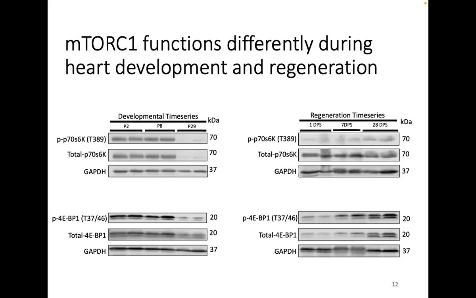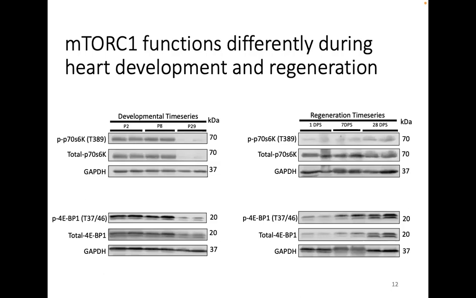So what we saw essentially is in both P70S6K and 4E-BP1, we saw high levels of phosphorylation at early developmental time points, specifically P2 and P8, and then a decrease at P29, and then adult stage is not shown, showing that mTORC1 is really acting upon these substrates early in development.